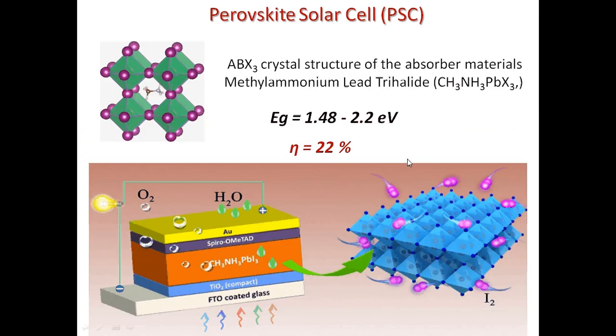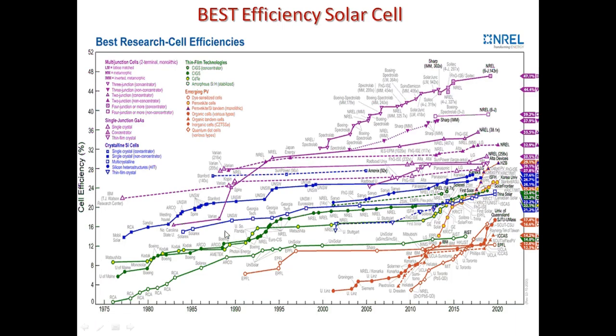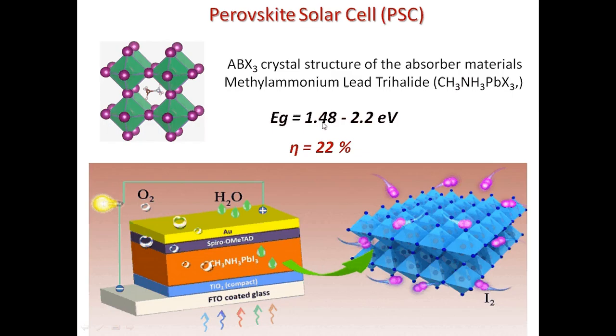Then we have another type of solar cell which is coming up, the perovskite solar cell. Perovskite has a certain crystal structure, and this crystal structure is able to produce a band gap of around 1.48 to 2.2 eV depending upon which material has been used. This crystal structure has been used as a replacement for many other materials, and it can produce a good amount of efficiency as well. This is a very fast growing technology: at the start it was able to produce only 1%, but nowadays it is able to produce even 22% efficiency.